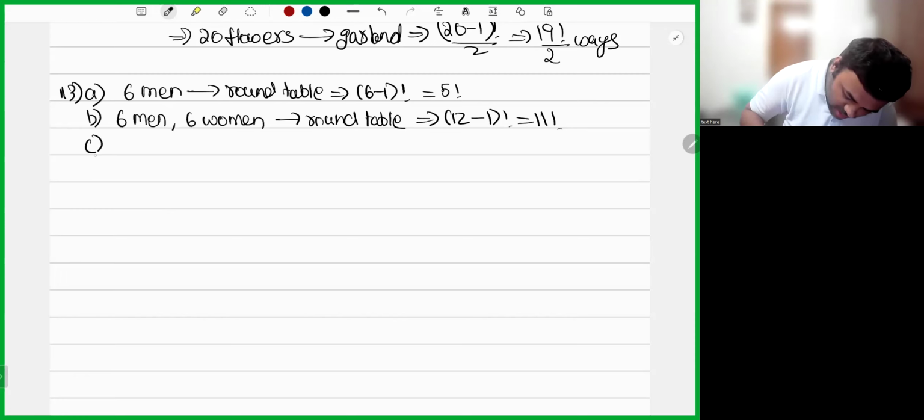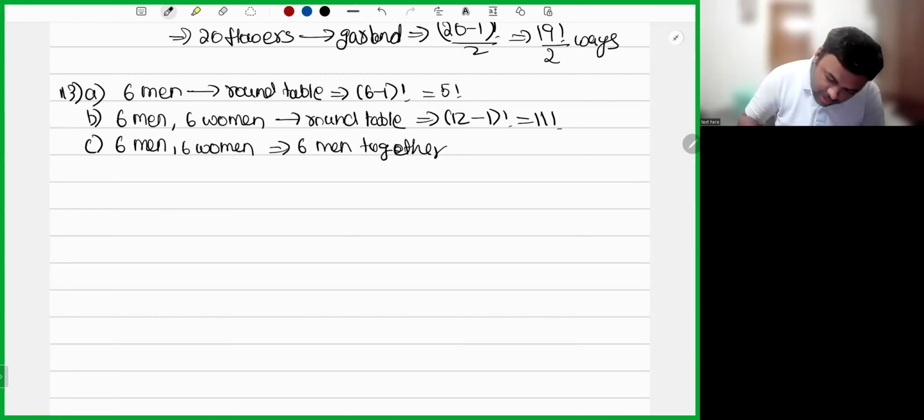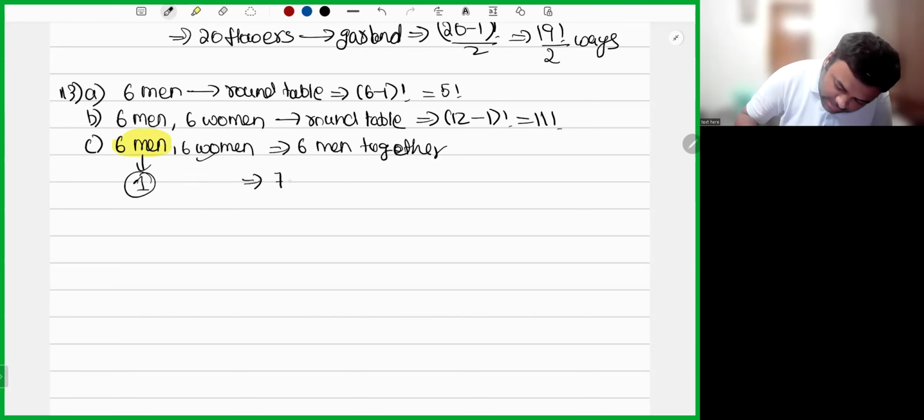Okay. Next, 6 men are there, 6 women are there. I am telling 6 men are together. How will you form a round table if 6 men are together? 6 men make it 1 unit. So 1 and 6 women, total 7 things. How will you arrange 7 things in a round table? 7 minus 1 factorial. Next, 6 men can interchange among themselves, into 6 factorial. So the answer is 6 factorial into 6 factorial.